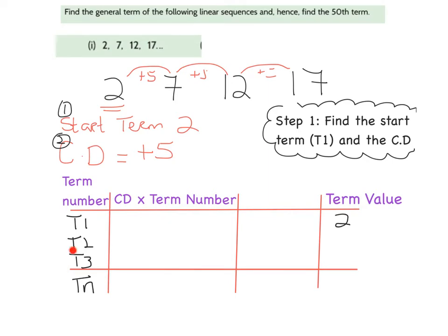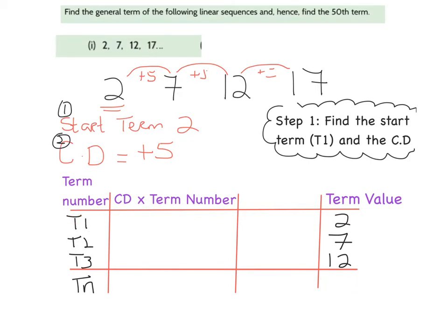Term 2 is number 7, and term 3 is number 12. Okay. Within this column here, I'm going to leave this bit blank because I don't know what term n is yet.